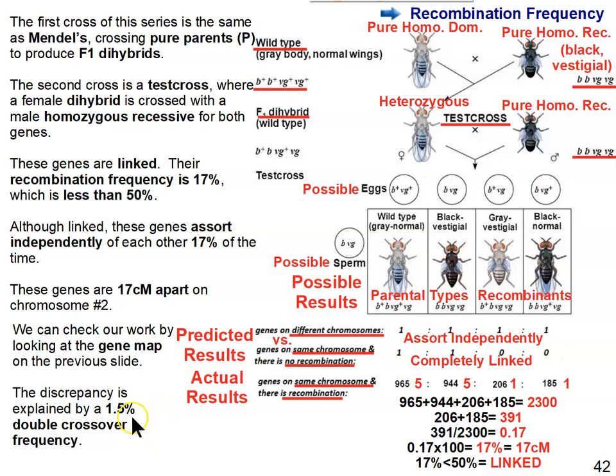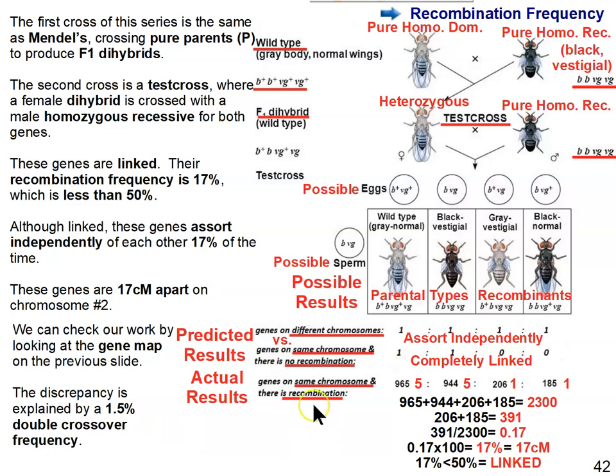And I think I made a mistake just a second ago when I said it was lower than expected. It's actually higher than what we calculated because of the double crossover frequency. So the genes are actually a little farther apart on the chromosome because of this double crossover frequency. It gets added to it. It gets added to what we calculated here.